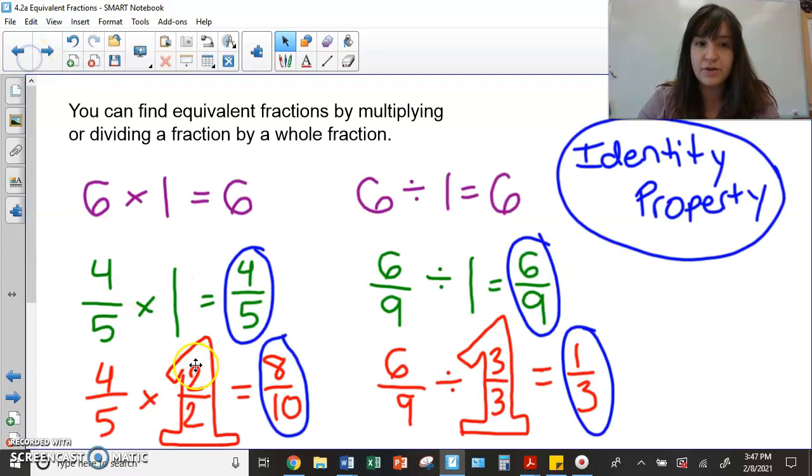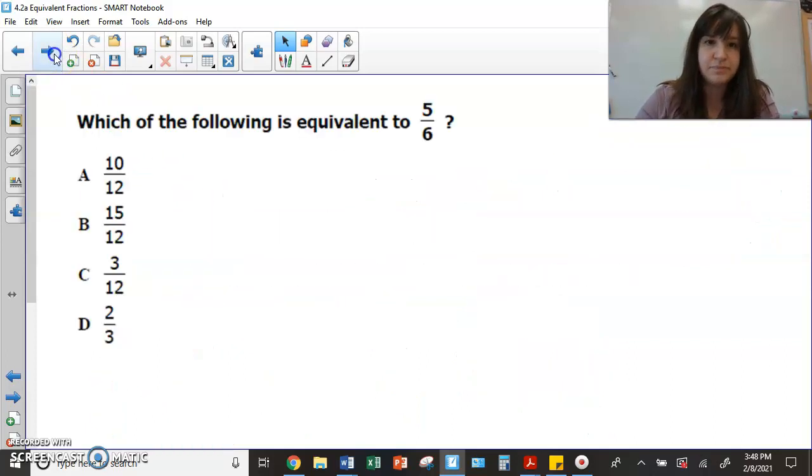So if we multiply the numerator by 2, we also have to multiply the denominator by 2. If we divide the numerator by 2 or by 3, whatever we do to the numerator, we have to do to the denominator. We have to keep it the same. And that's because that's equal to 1 whole.